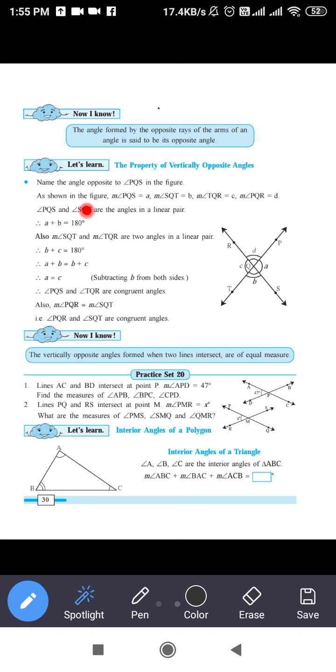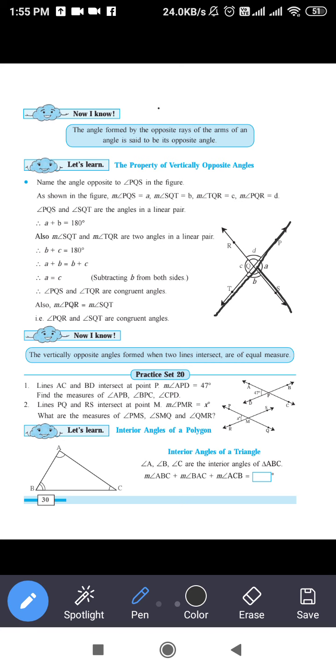As shown in the figure, measurement of angle PQS is equals to A. PQS का measurement क्या है? A है. SQT का measurement क्या है? SQT B. PQR C and PQR D. And you can see here angle PQS and SQT are the angles in a linear pair. PQS and SQT.